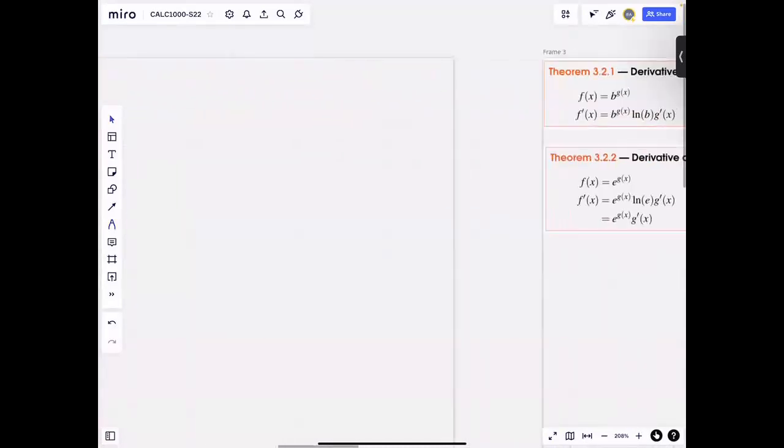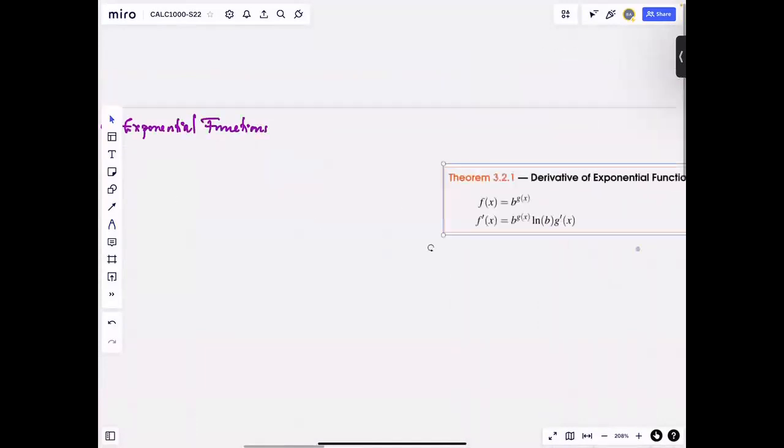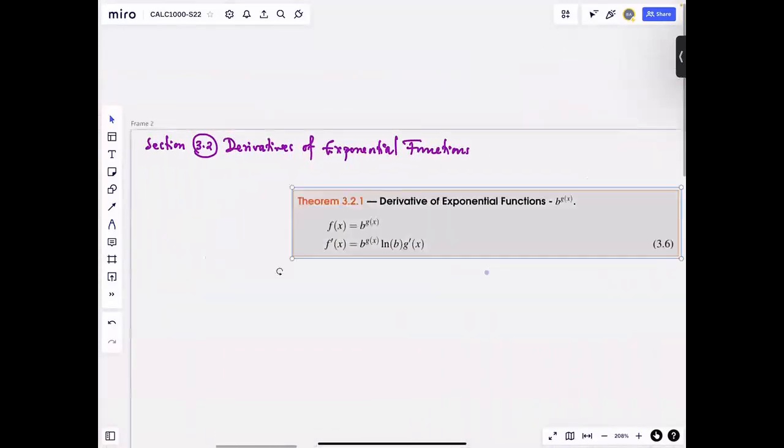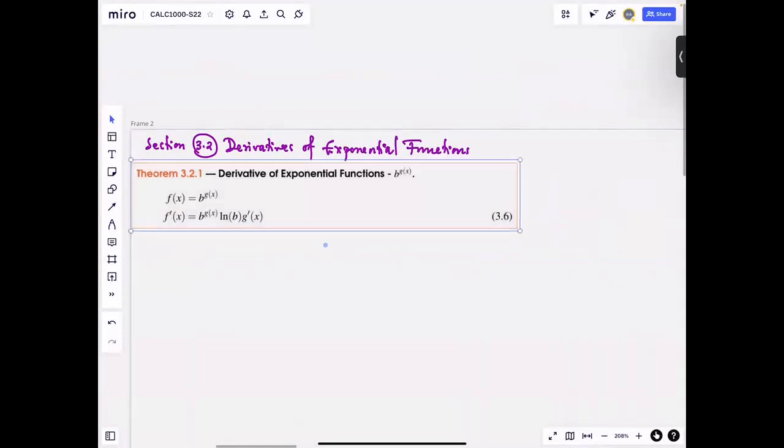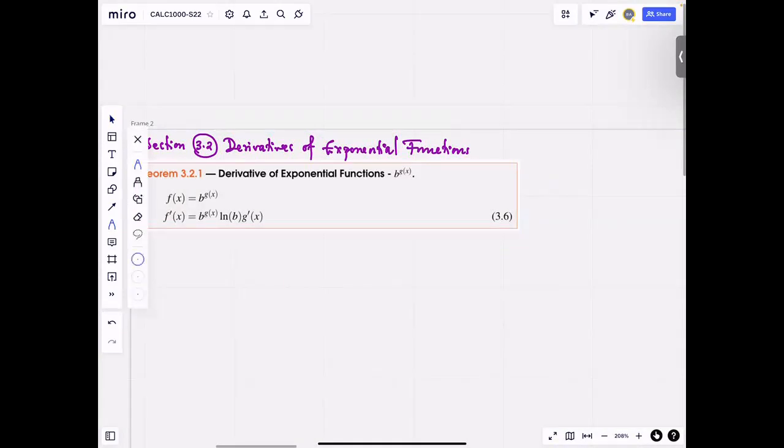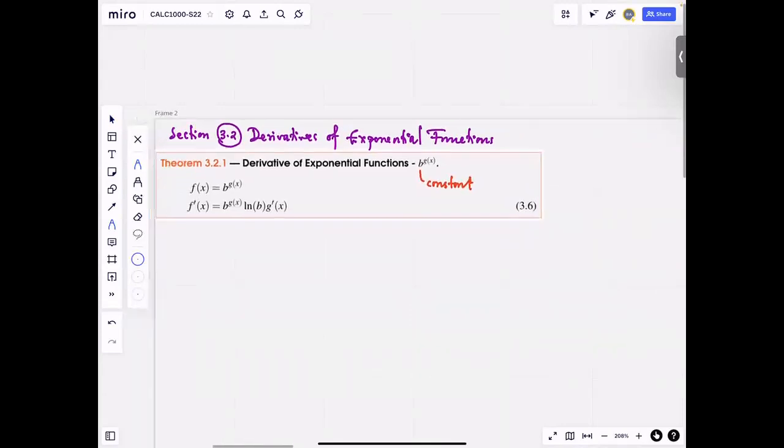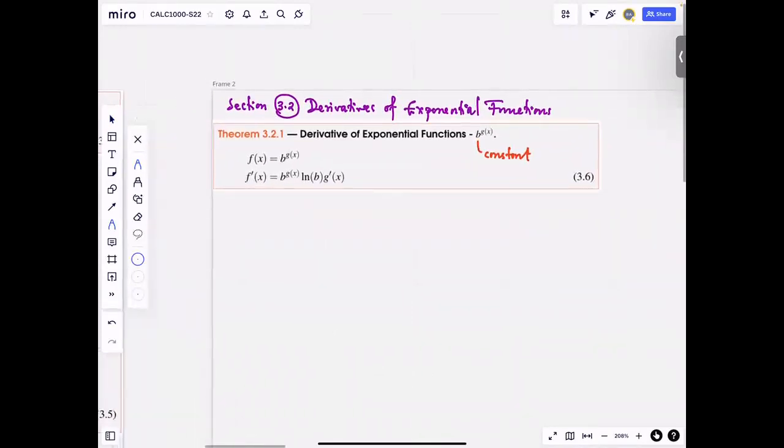So here's the first one. And we're going to look at the exponential functions. This essentially is what exponential functions look like. In this example, we consider here b is a constant. So we're talking about something that is a constant to the power of some x's there. So let's begin with a few examples there.